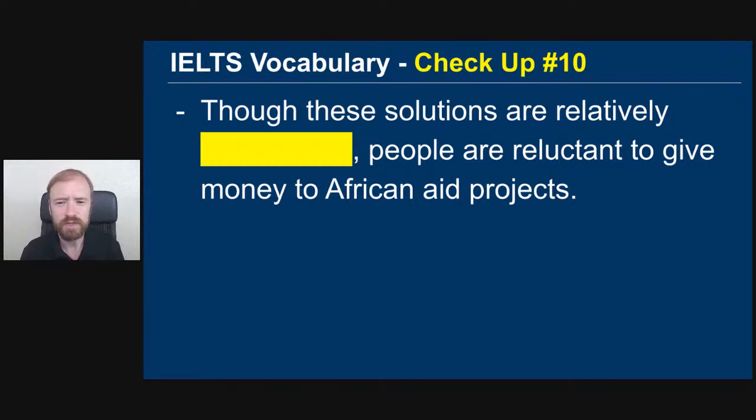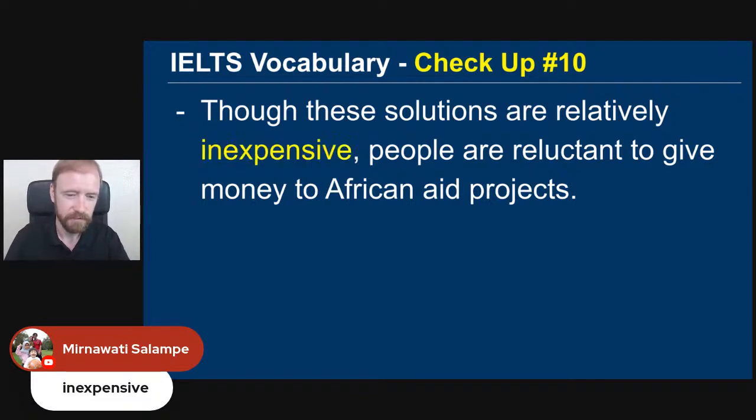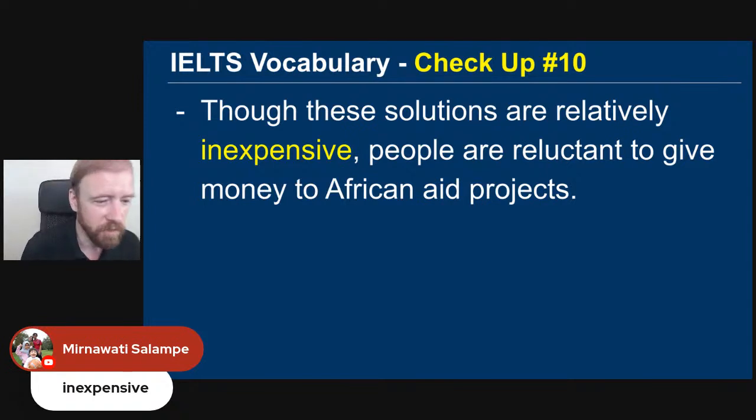Though these solutions are relatively blank, people are reluctant to give money to African aid projects. And we will give band 9 to Mernawati. Inexpensive. Let's talk about it. Why?